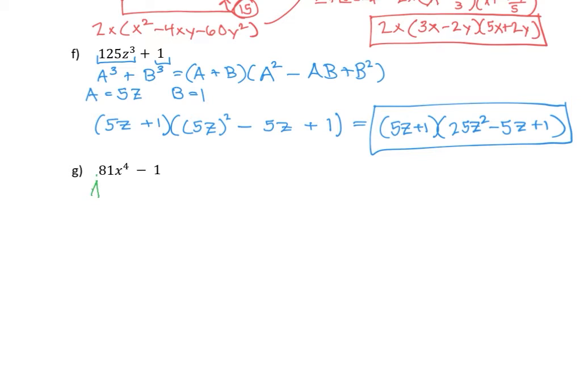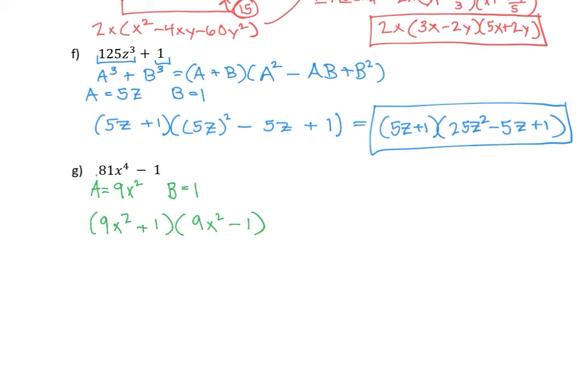But in this case, my a, what squared is 81? That is 9. And what squared is x to the 4th? That would be x squared. For my b, what squared is 1? That is 1. So we apply the rule, which just says it is a plus b times a minus b.